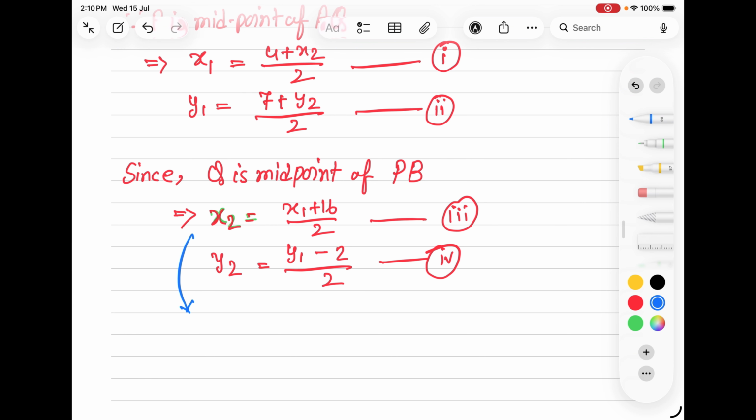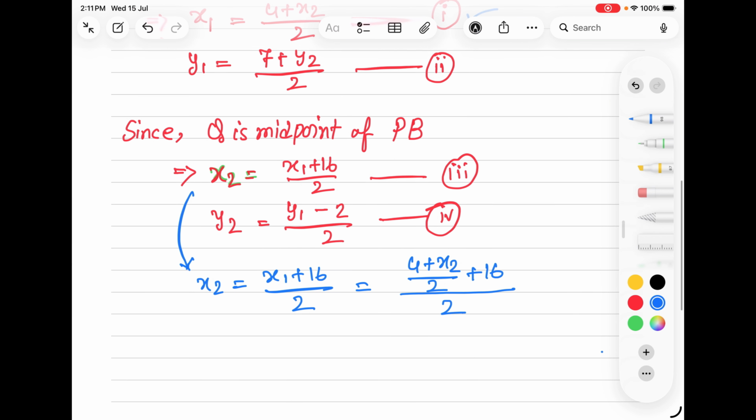Now from equation number 3, we get x2 equals (x1 + 16) / 2, and from equation number 1, we get x1 equals (4 + x2) / 2. Now substitute the value of x1 in this equation. The value of x1 in equation number 1 is (4 + x2) / 2, so we substitute it here, plus 16, with the denominator 2.